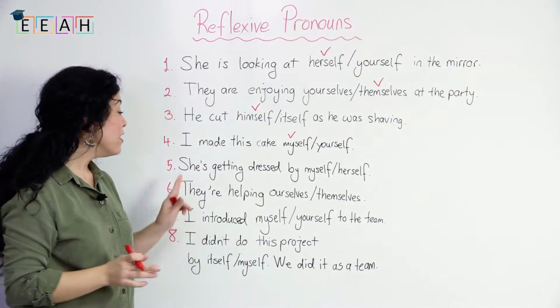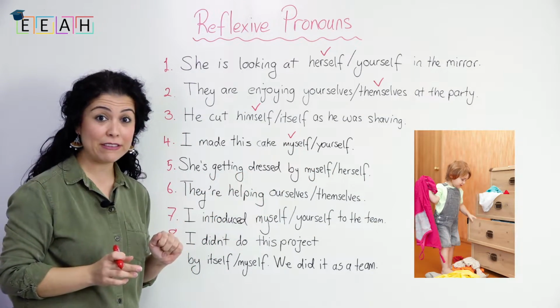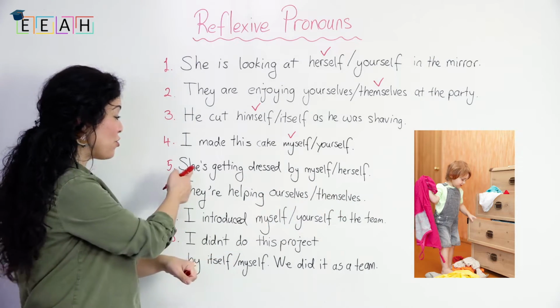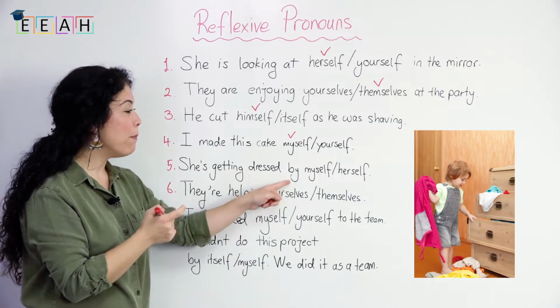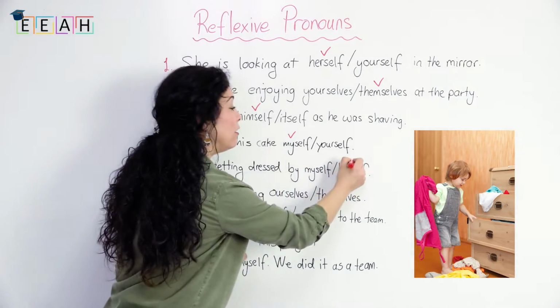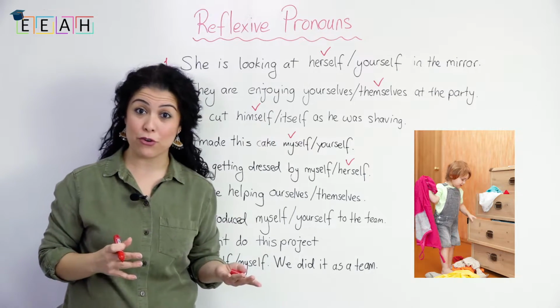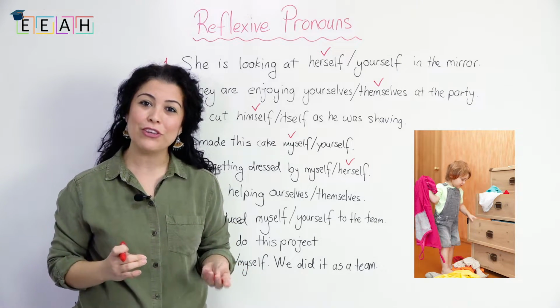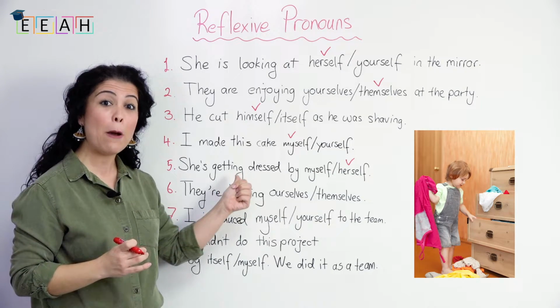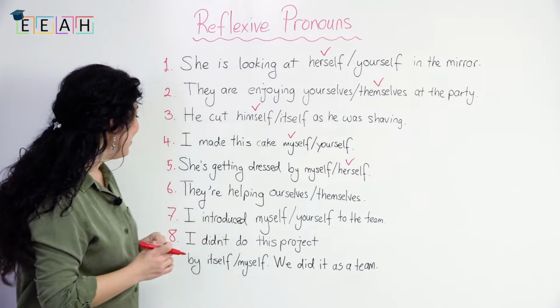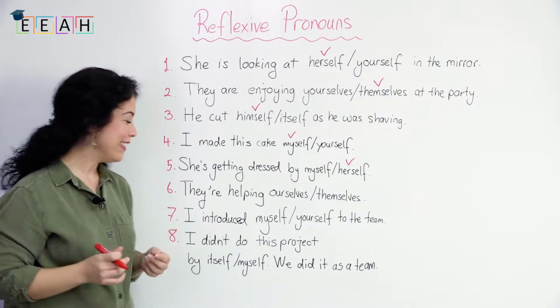Number five, she is getting dressed by myself or herself? She. So we have to say by herself. So in this case, the meaning is this. Nobody is helping her. She is doing it alone. She is getting dressed by herself. She's getting dressed alone. Okay, without any help.